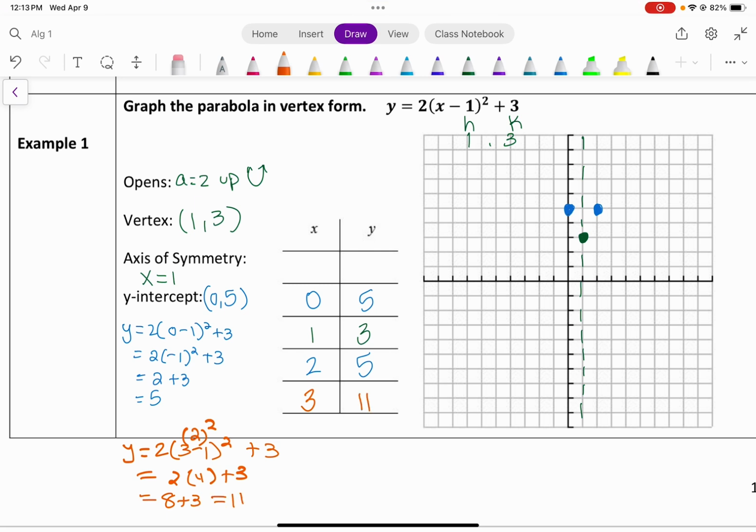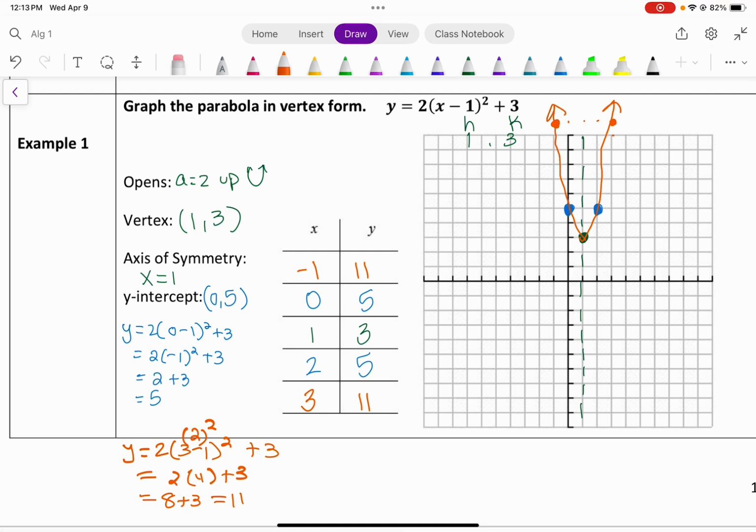Now 11's not going to fit on my graph, so I could either adjust my scale or I could just estimate. Since I've already graphed the other points, I'm just going to estimate. If this is 10, 11 will be just a little bit higher. And then I can mirror that. This is 2 away on the right, so I want a point 2 away on the left. That would be -1, 11. And remember, if we had substituted -1 in, we could have mirrored that and found the point 3, 11.